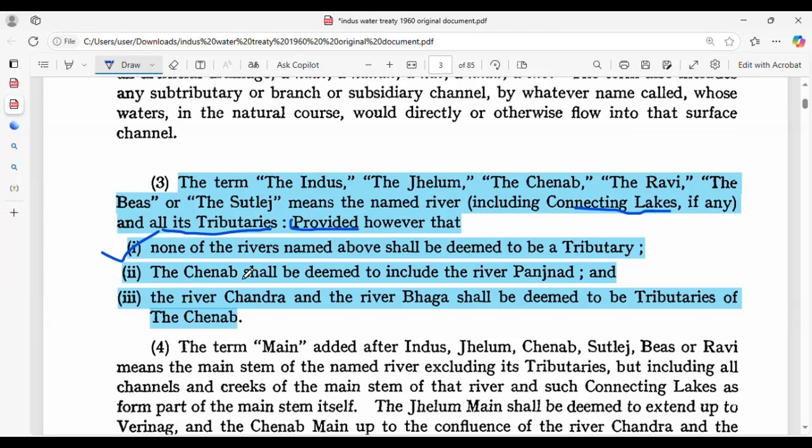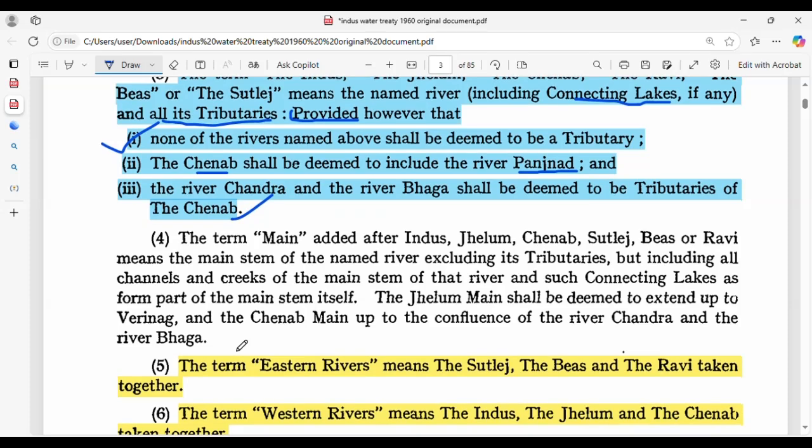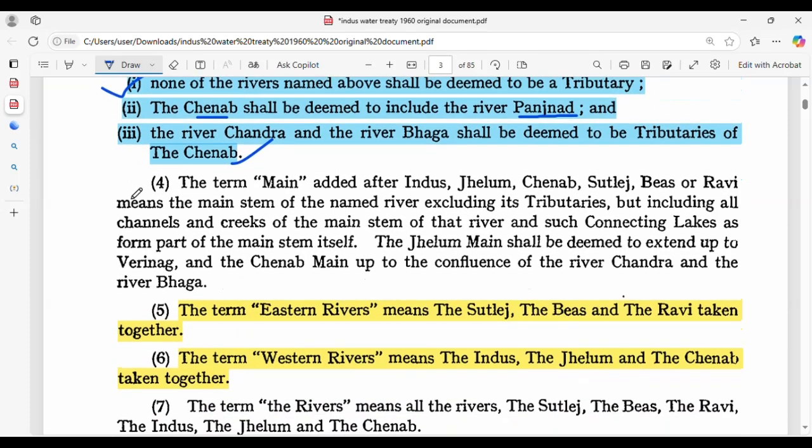The Chenab shall be deemed to include the river Panjnad. Panjnad is basically the junction of all these five rivers: Indus, Jhelum, Chenab, Ravi. Every river comes and meets at the Panjnad. And the rivers Chandra and Bhaga are the tributaries of the Chenab, so they are also included in this. If you want to read more, you can read point number 4.